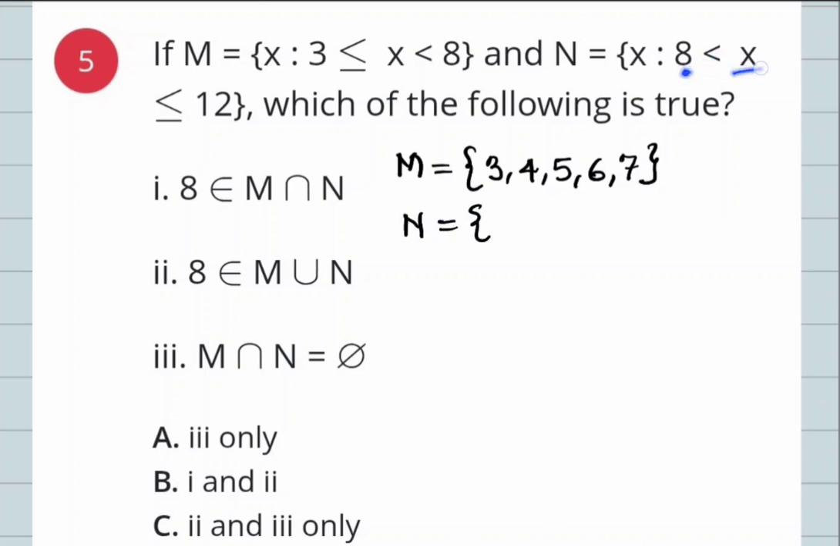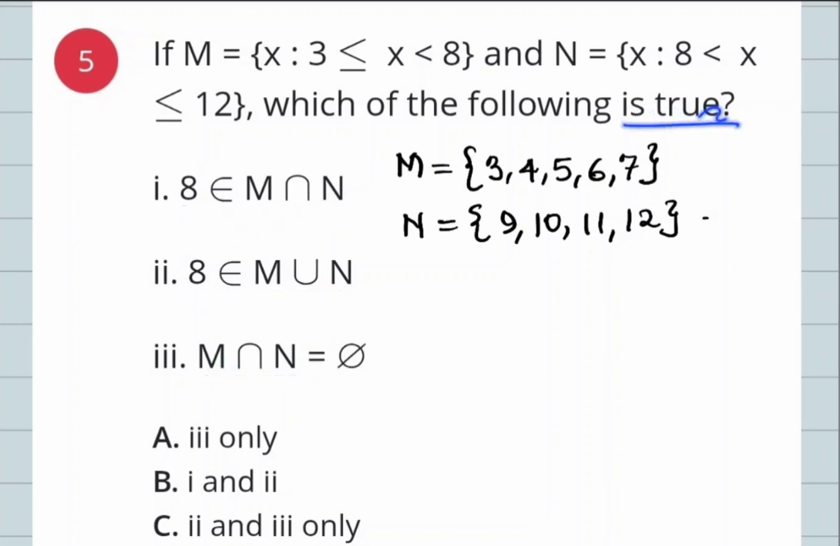And for set N now, 8 is less than x. It means x is greater than 8. So the values greater than 8 are 9. So possible values here will be 9, 10, 11. Let's wait. We are told that this same x is less than or equal to 12, so it means 12 is included. And of course, 11 is less than 12. Hence, 12 will be the last element here. Now, we are told to check all these conditions.